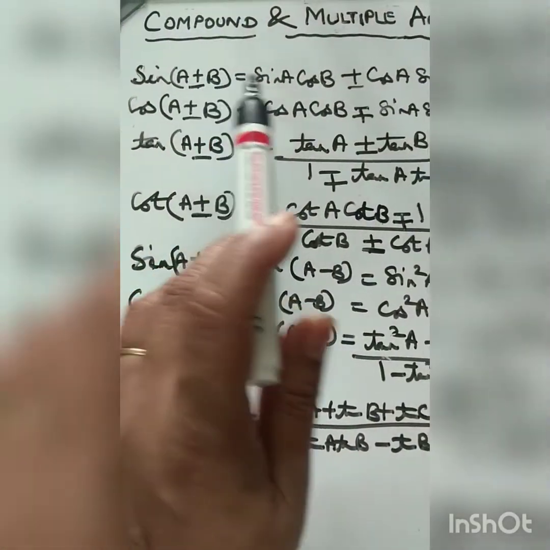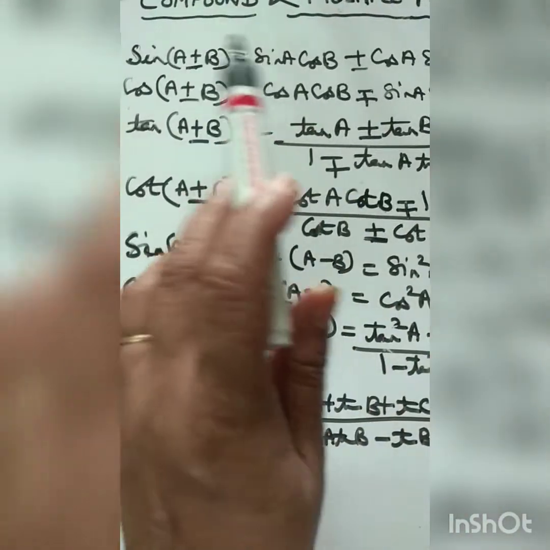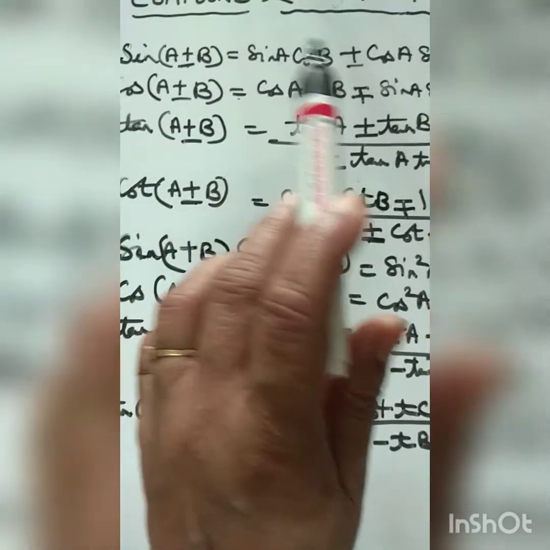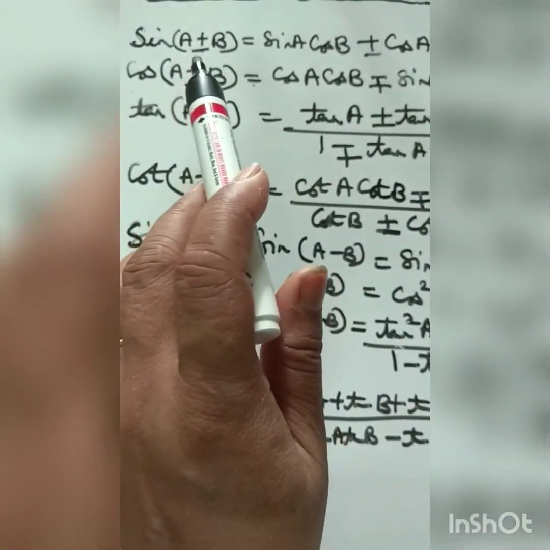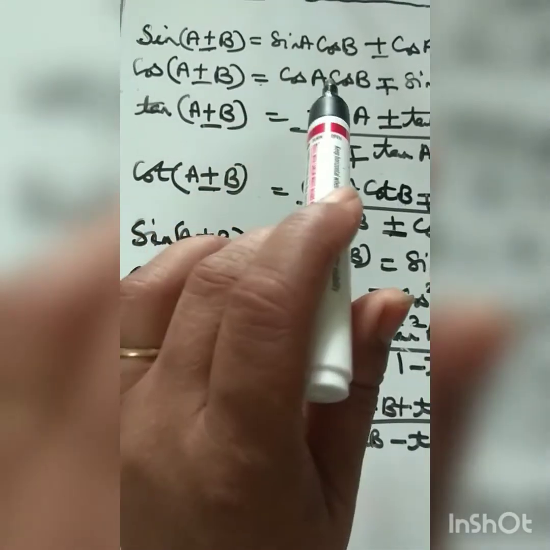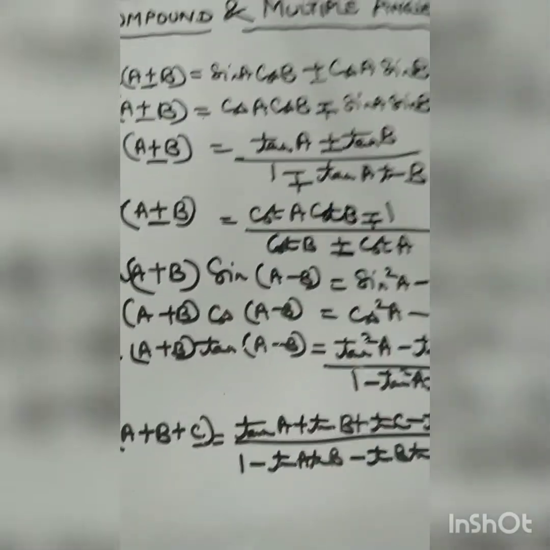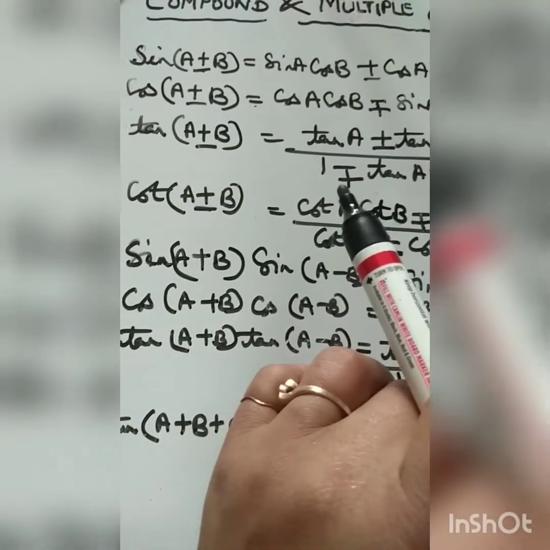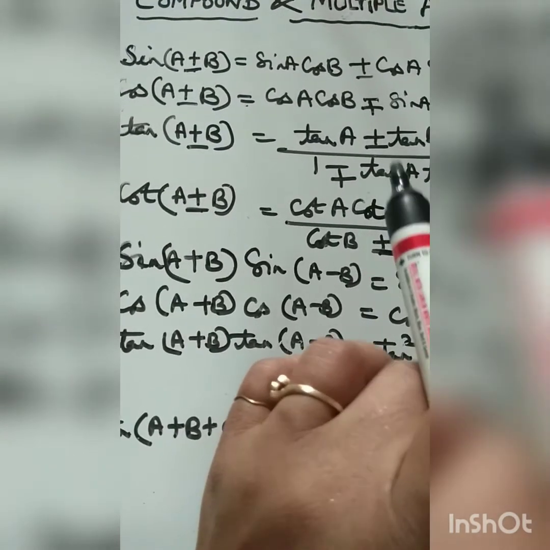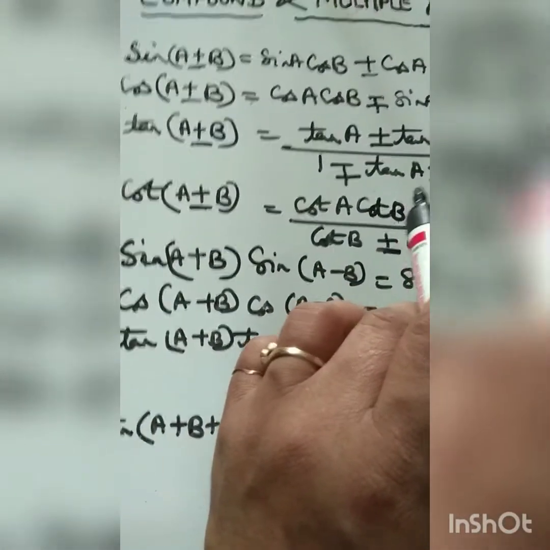Sine of a plus b is equals to sine a cos b plus cos a sine b. Look, when sine of a plus b is there, you are getting plus here. When it is minus, you will be getting minus here, and rest of the terms remain as it is. Now for cos of a plus b, cos a cos b minus sine a sine b will be the formula, and when it is tan of a plus b, then tan a plus tan b upon 1 minus tan a tan b, and if it is minus, accordingly change the signs.